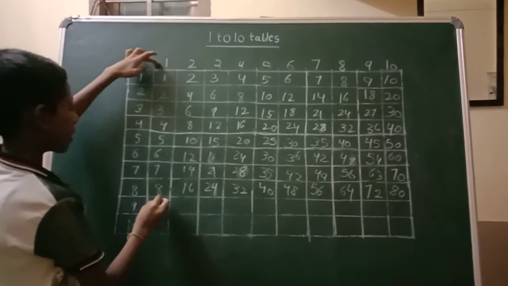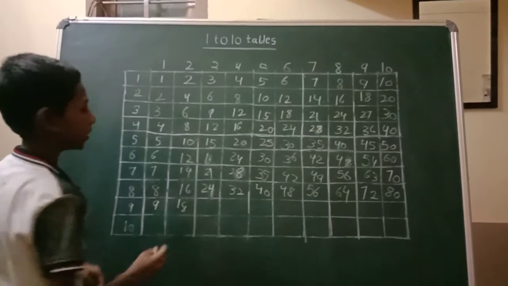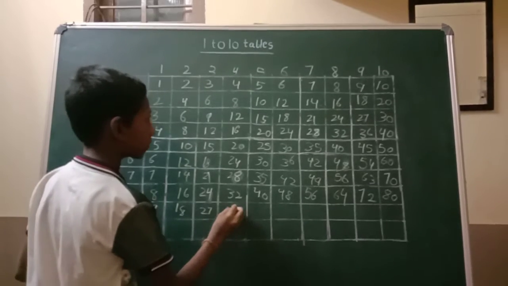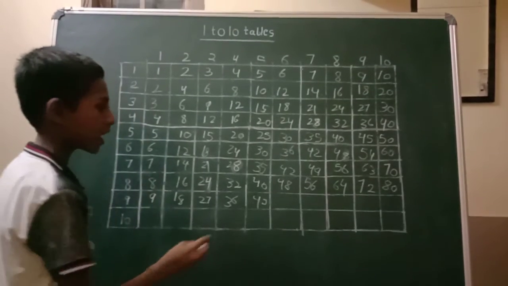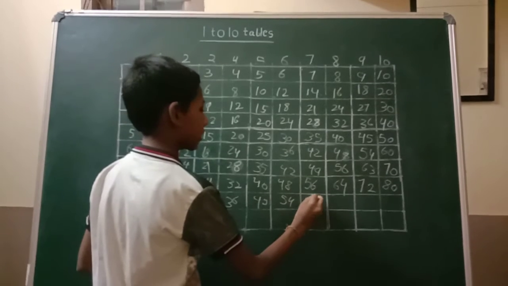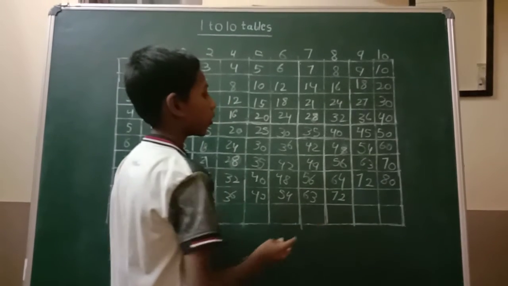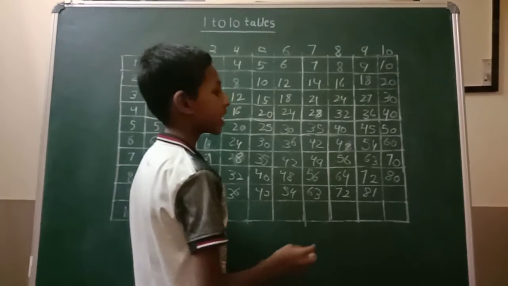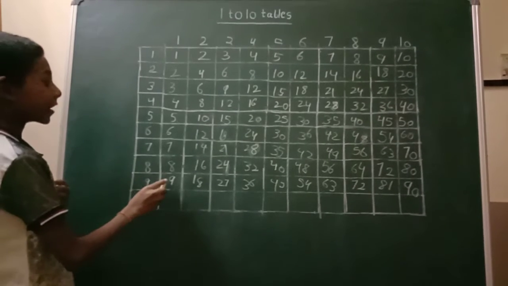1 plus 8, 9. 2 plus 16, 18. 3 plus 24, 27. 4 plus 32, 36. 5 plus 40, 45. 6 plus 48, 54. 7 plus 56, 63. 8 plus 64, 72. 9 plus 72, 81. And last, 10 plus 80, 90. We should check it is right or wrong.